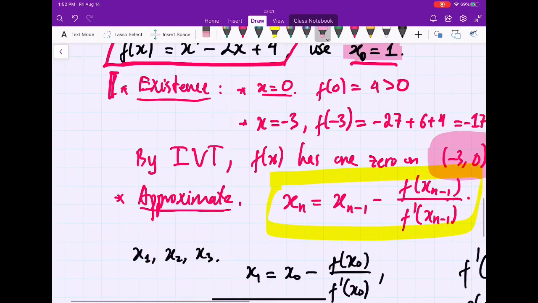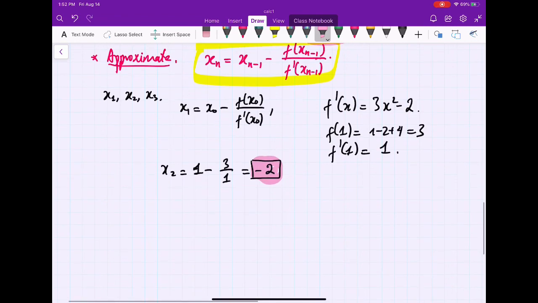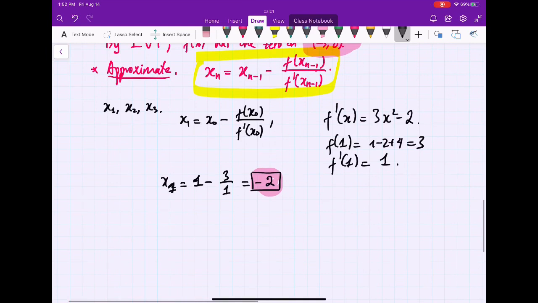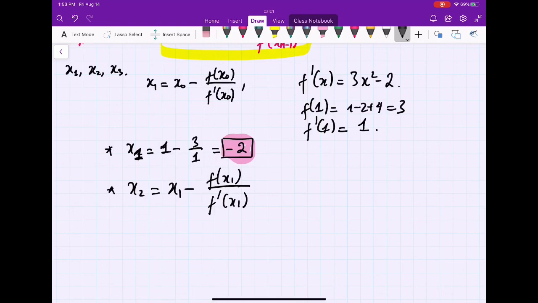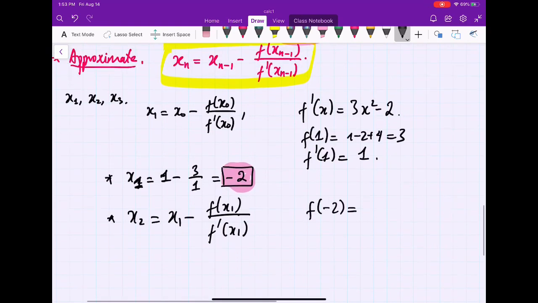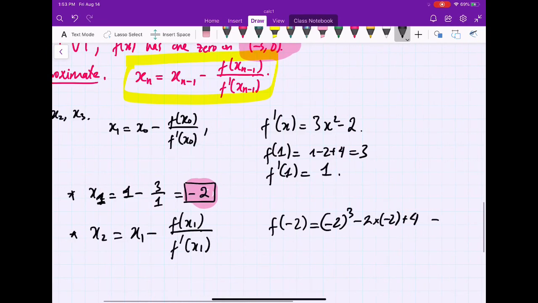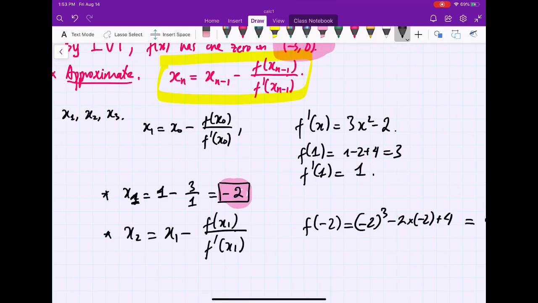All right. Now let's move to the second iteration. Oh no, I think the previous one should be x1. Okay, so let's move to x2. x2 is equal to x1 minus f of x1 divided by f derivative of x1, and x1 is negative 2. So I have f of negative 2 equal to negative 2 cubed minus 2 times negative 2 plus 4, that is negative 8 plus 4 plus 4, which is 0. Okay, so interesting.